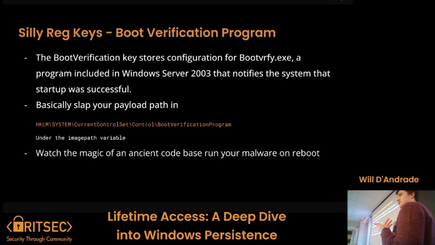This was only something I was able to find off of one website on the whole internet. Like this registry key is almost nowhere except a couple blogs and then one weird person that maintains all the registry key descriptions. But basically, you go to current control set control boot verification program, plop in your image path subkey, and then put in the path to your malware, and it'll just run on startup as if it were a run key kind of. And you can just watch the magic of ancient code base running your software on reboot.